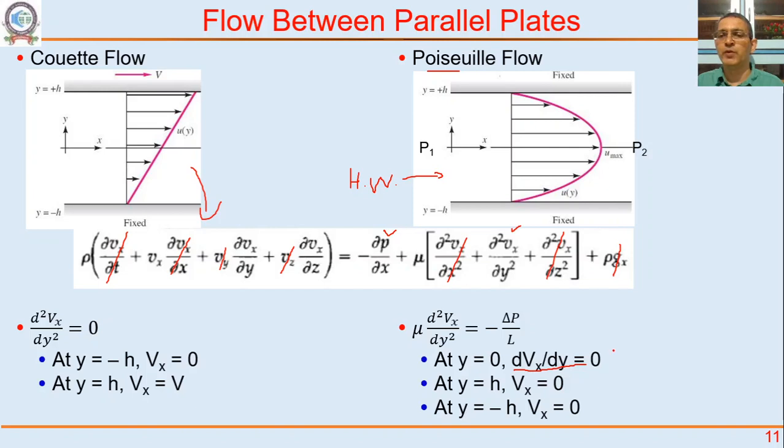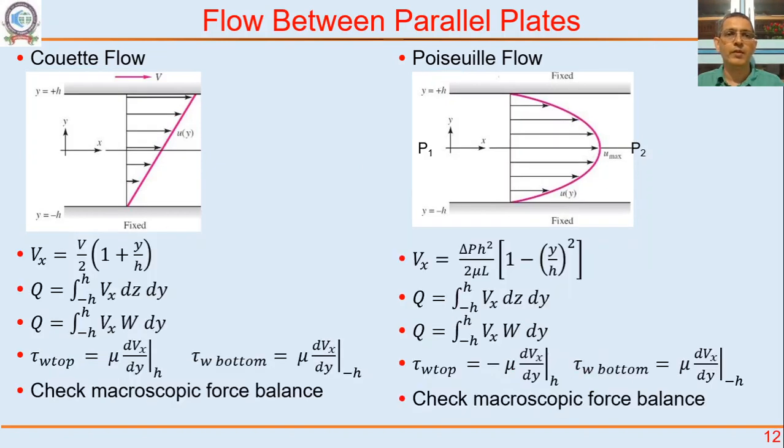No slip condition. So you can use any two out of the three because it's a second order differential equation. You can use this and this, or this and this. Any two out of the three can be used. Okay, let's do it for Couette flow. This is what we are doing, Couette flow. Poiseuille flow is homework.